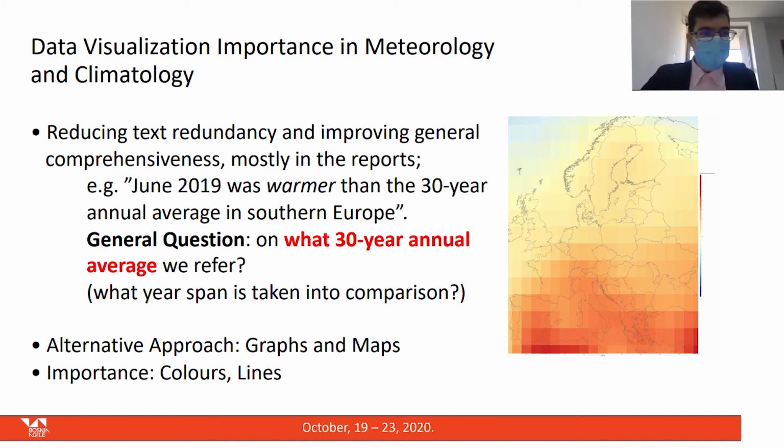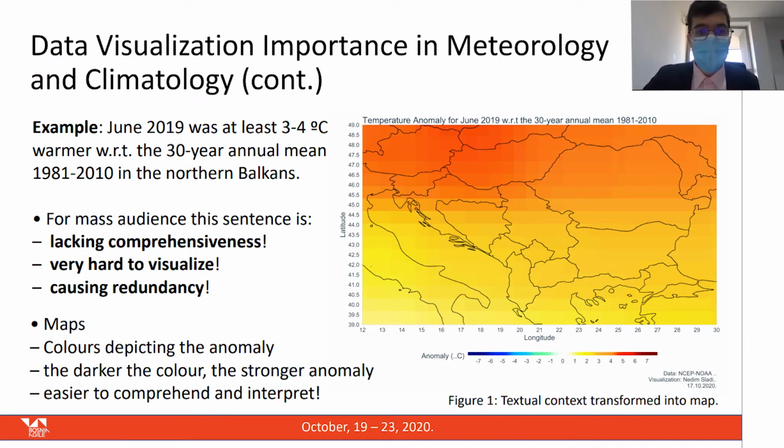So if we move on, I repeated this sentence, the example that I provided in the previous slide, mentioning that June 2019 was at least 3 to 4 degrees warmer with respect to the 30-year annual mean, but now I mentioned 1981 to 2010 in the Northern Balkans. And I also mentioned the region I'm focusing on for the analysis of temperature anomaly. But again, for a mass audience, this sentence is raising many questions.